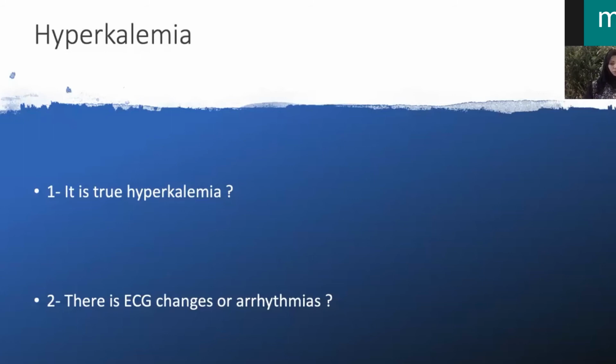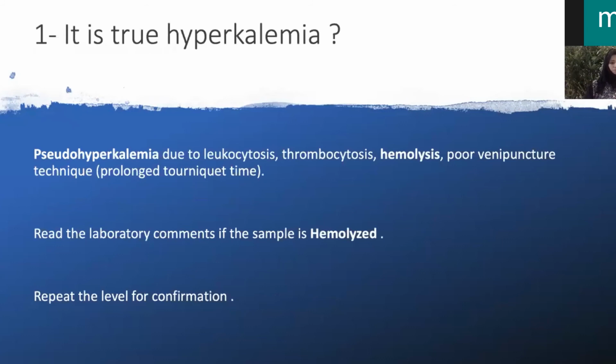So as I said, hyperkalemia can be due to leukocytosis, thrombocytosis, hemolysis, poor venipuncture technique, prolonged tourniquet, or improper handling of the sample. Always very helpful: read the laboratory comments on the sample. Most labs nowadays, with all the electronic systems, will write a comment that this sample is hemolyzed or to repeat the sample, or will send you a message that this is a potentially false reading, before you jump in and treat your patient without looking at what is behind this result.